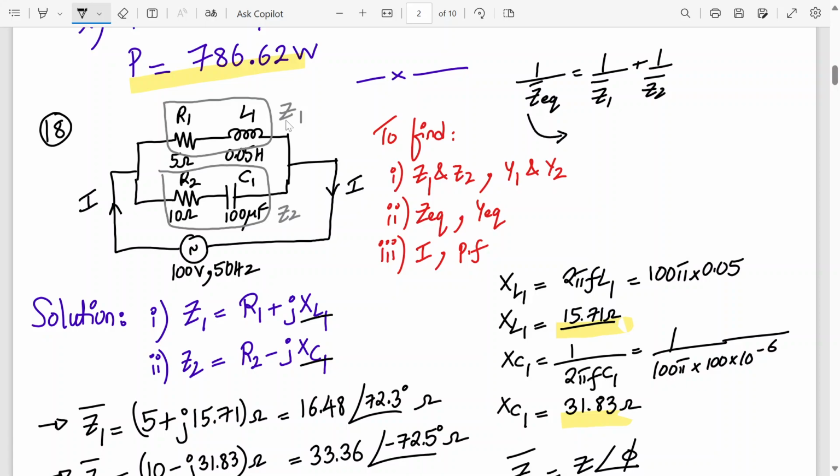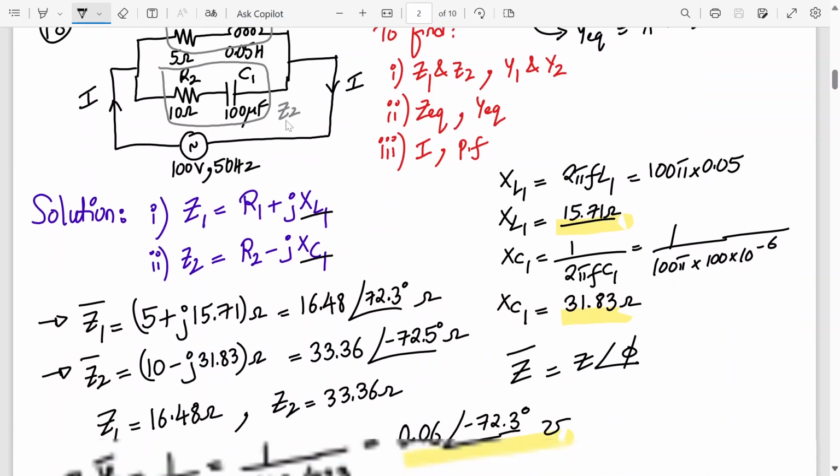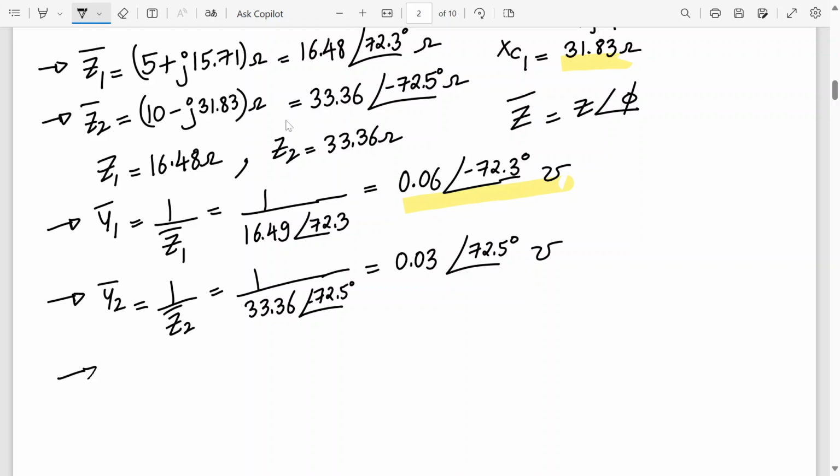Can we write the same thing? What is 1 upon Z equivalent? Y equivalent, right? And 1 upon Z1 is Y1 bar plus Y2 bar. So first we calculate Y equivalent. Then Y equivalent will be 1 upon Z equivalent. So let's calculate Y equivalent. So how much is Y equivalent?